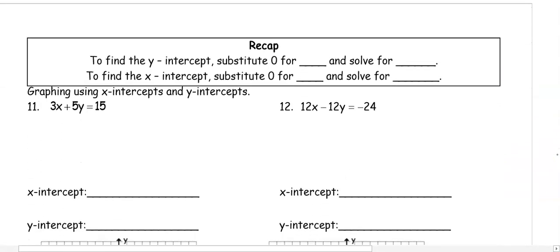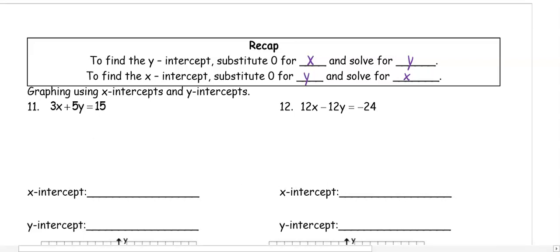So for a recap, when we are trying to find our y-intercept, we're going to put 0 in for x, and we're going to solve for y. When we're trying to find the x-intercept, we put 0 in for y and we solve for x. So basically, we're just going to ignore the variable that we're not trying to find because that's going to have a value of 0.